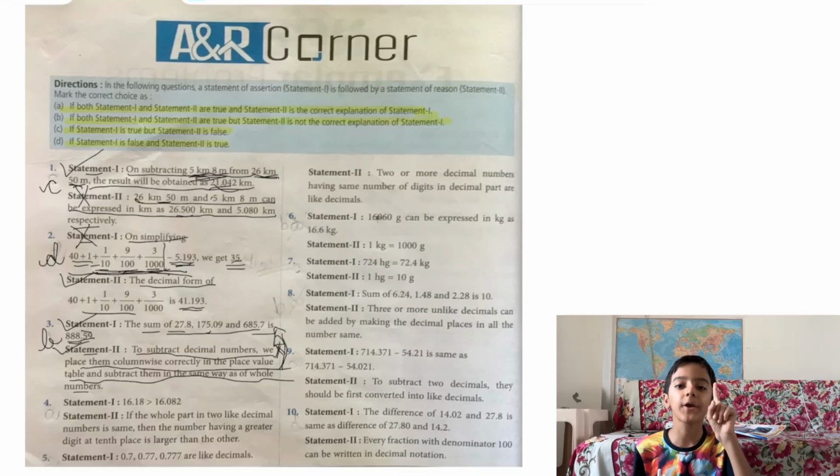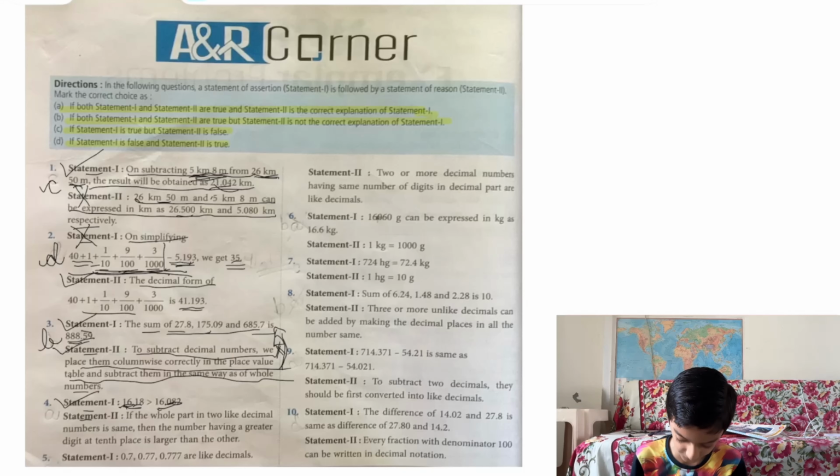Question 4, statement 1. They are saying that 16.18 is greater than 16.082. So for the comparison of decimals, first we'll compare the whole number part. Here whole number part is same, here 16 and here it's 16. So now we'll jump on to the fractional part. Now we'll see the tens place. Here tens is 1 and here it is 0. So here 1 is greater than 0. So obviously this whole number is greater than the other. So your statement 1 is correct.